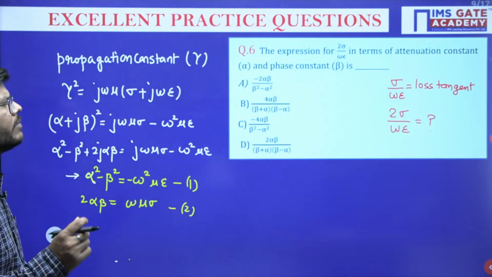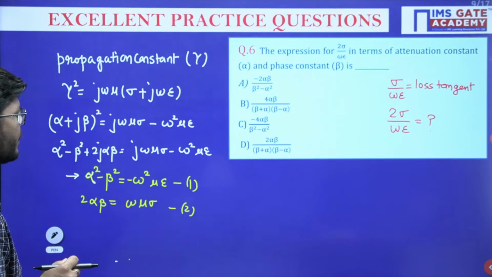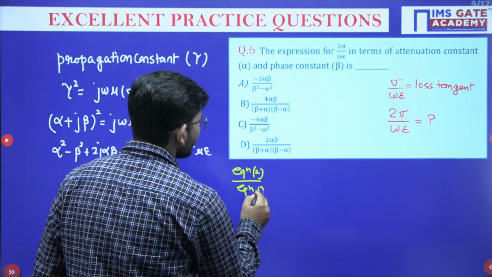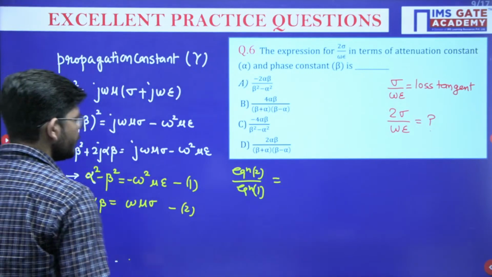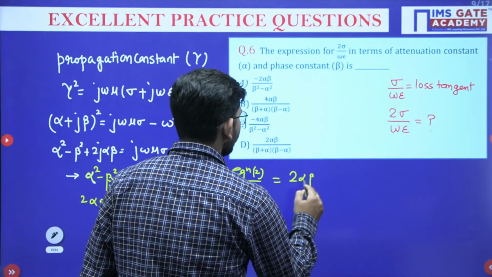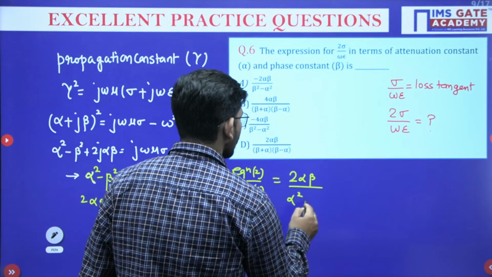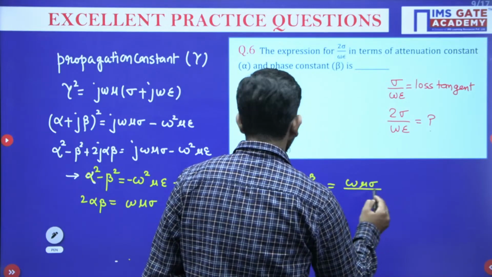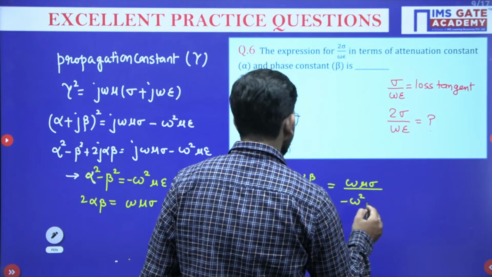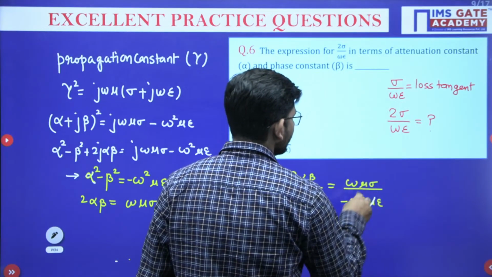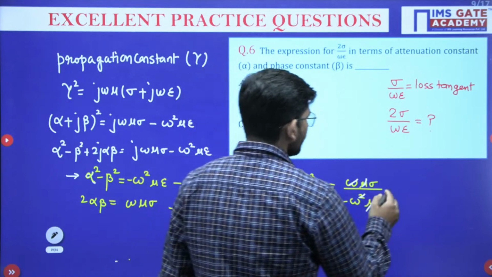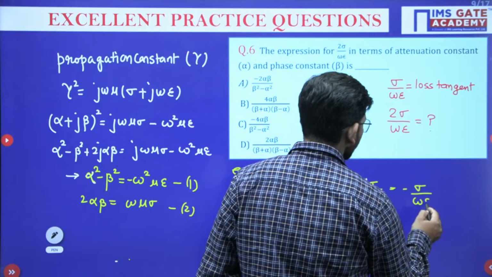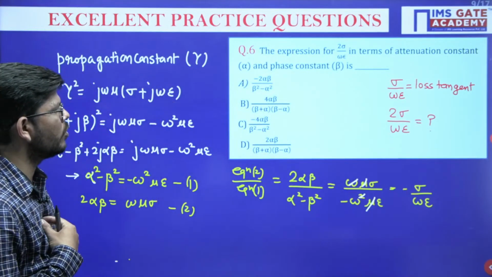What we have to find? We have to find sigma upon omega epsilon. So on dividing equation 2 by equation 1, let's see what we are going to get. If we are dividing twice of alpha beta by alpha square minus beta square, we will be getting here omega mu sigma divided by minus omega square mu epsilon. So this gets cancelled, this power gets cancelled. What we will be getting is minus of sigma upon omega epsilon. Yes or no? Minus of sigma upon omega epsilon.